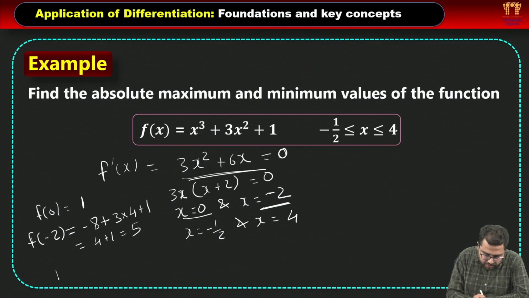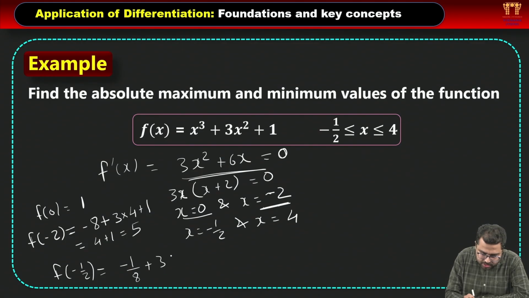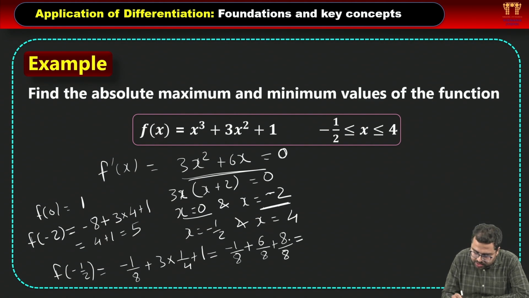And next is f(-1/2). So what is f(-1/2)? It is -1/8 plus 3 into 1/4 plus 1. So how to calculate this? This is 3 into 1/4, correct. So this is -1/8 plus 3 into 2, this is 6/8, I can write this as plus 8/8. So this is equal to what? -1 plus 6 is 5, 5 plus 8 is 13. So this is 13/8.